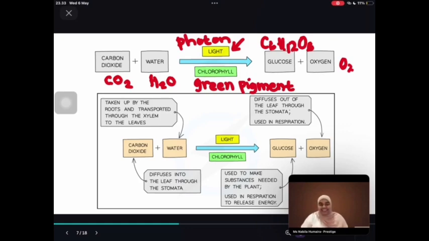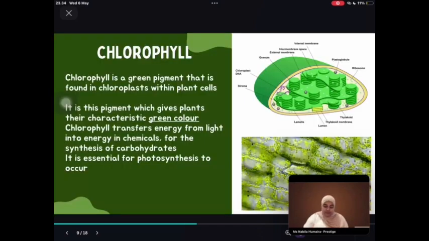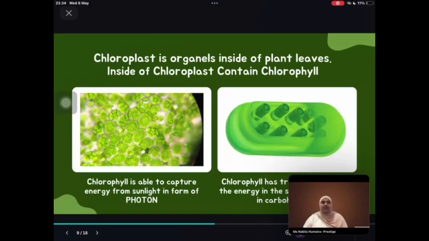Okay, so guys, I will continue. If you have any question or you still feel confused about the pattern of photosynthesis, you can ask me later and we can have a discussion in detail. Okay, so yeah, there is the specific content about chlorophyll.